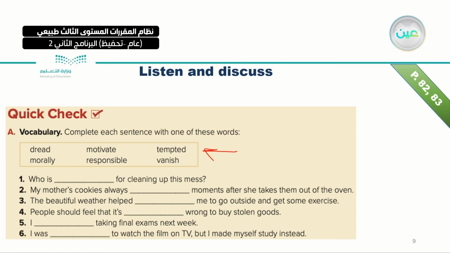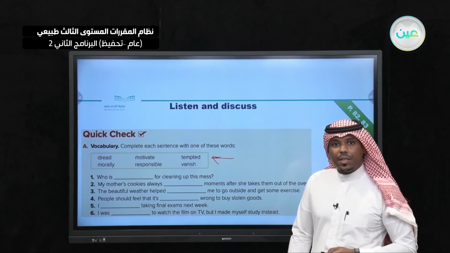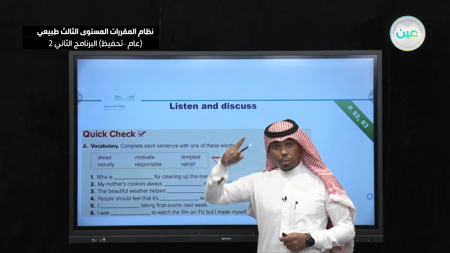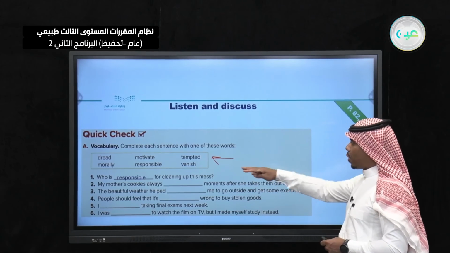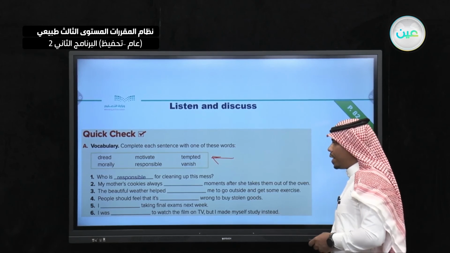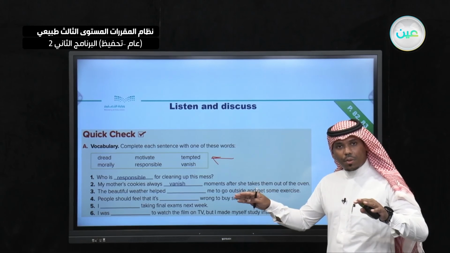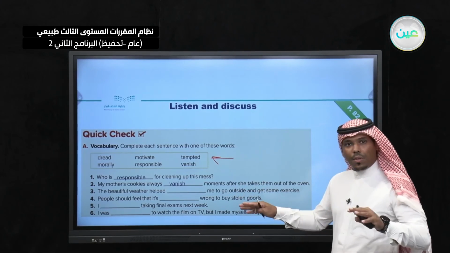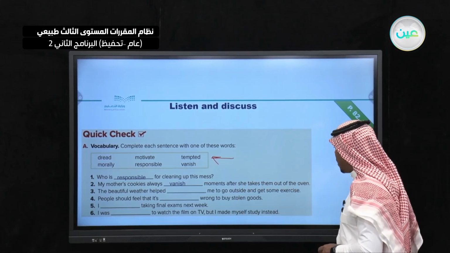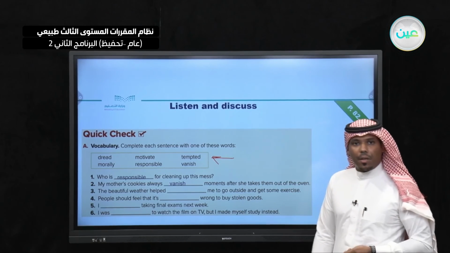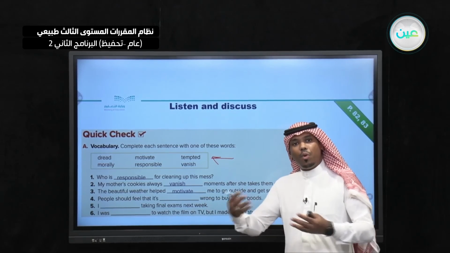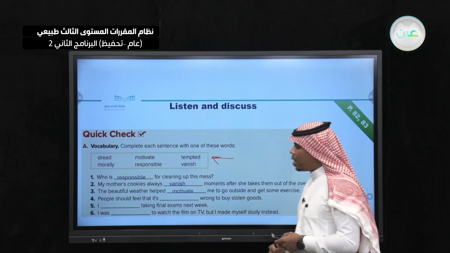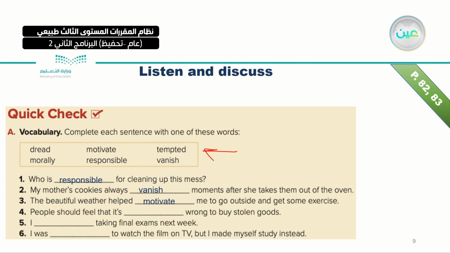Now let's go very quickly and find the answers of these sentences here, of course using only one word from this box. Let's start. Number 1. Who is responsible for cleaning up the mess? Number 2. My mother's cookies always vanish. Vanish means to disappear, moments after she takes them out of the oven. 3. The beautiful weather helped what? Helped motivate, to encourage something or someone to do something. To encourage, motivate. Number 4. People should feel that it's morally wrong to buy stolen goods.